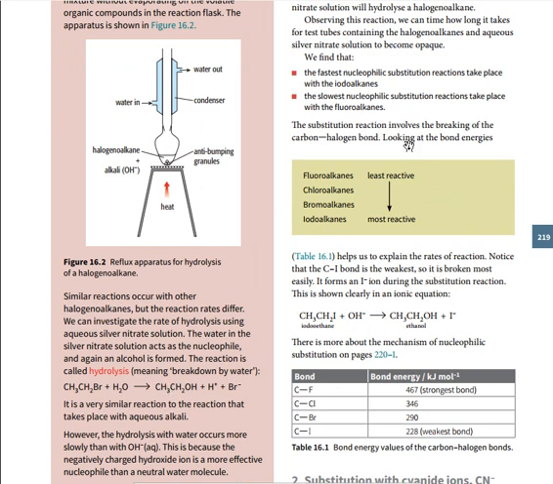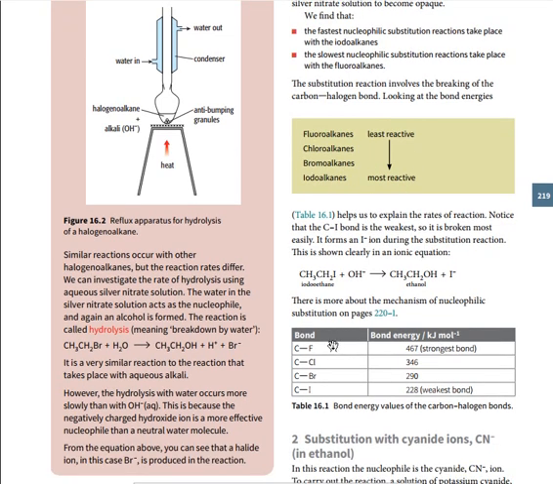Now let's visualize the reactivity trend. Fluoroalkanes are less reactive than chloroalkanes, which are less reactive than bromoalkanes, and iodoalkanes are the most reactive. The question is why. The bond energy of the carbon-fluorine bond is the strongest at 467 kilojoules per mole, compared to 346 for chlorine, 290 for bromine, and 228 for iodine, which is the weakest bond. So much more energy is needed to break the bond between carbon and fluorine compared to the bond between carbon and iodine.